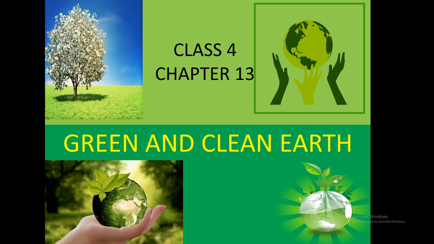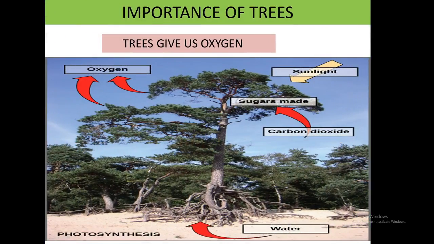Now the next thing is the main one, that is, what is the importance of trees. The trees are useful to us in many ways. They give us oxygen. See, the plants, through the process of photosynthesis, absorb the impure carbon dioxide from the air, and then they prepare the food. After that, they release the oxygen, so that will be the pure air. So we are getting oxygen from the plants for breathing.